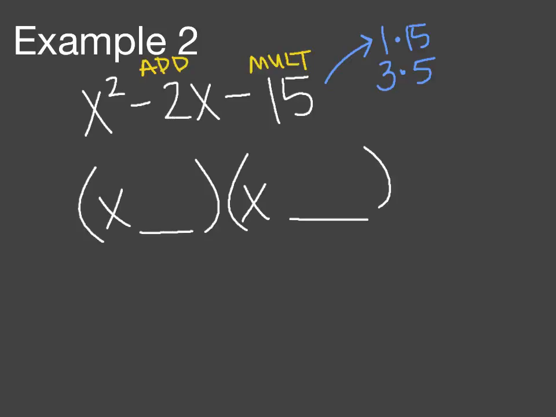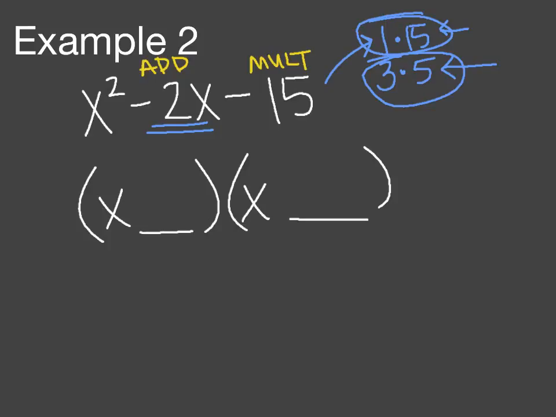Okay, now let's get back to our list. We made a list of all the ways that we could multiply up to 15. We had 1 and 15 and 3 and 5. Now we have to figure out which of these two options is going to add up to a -2. Well, right now, neither of those will add up to a -2. 1 plus 15 would give me 16, and 3 plus 5 would give me 8.